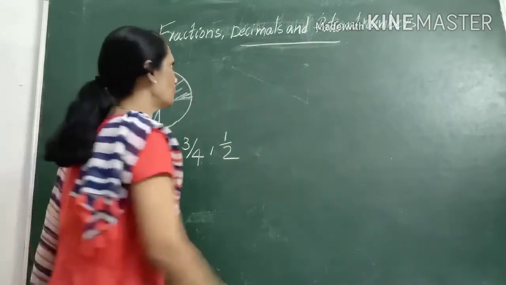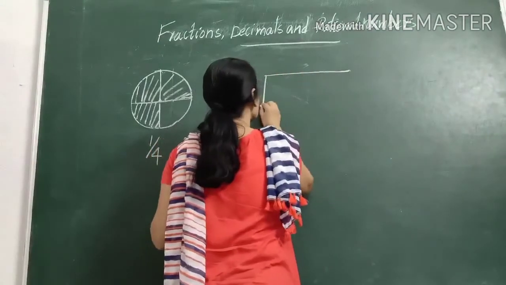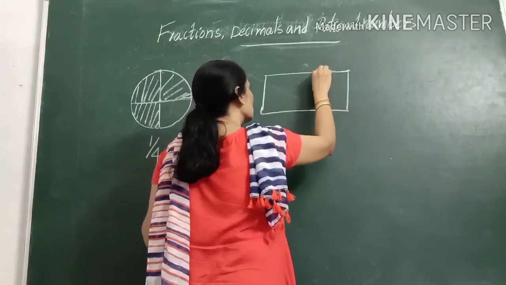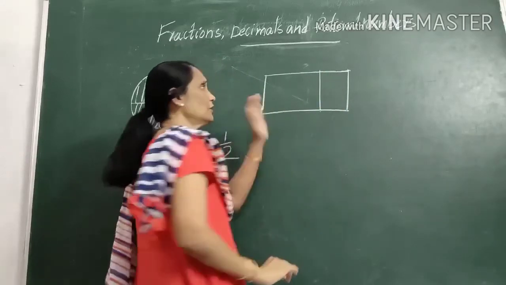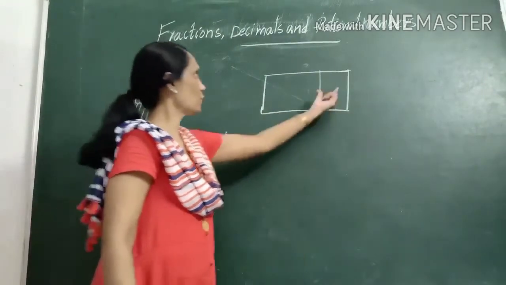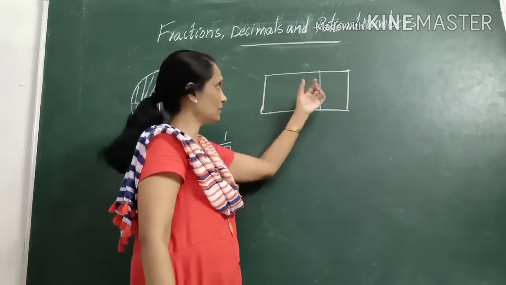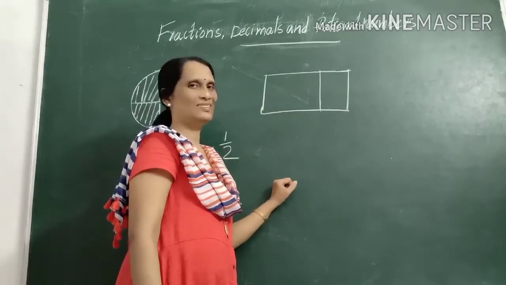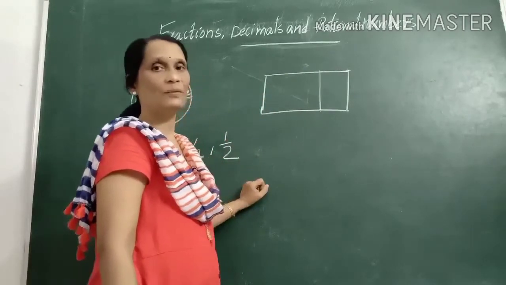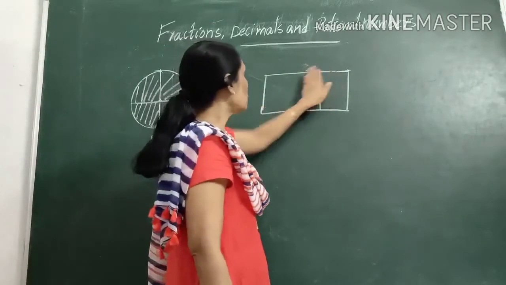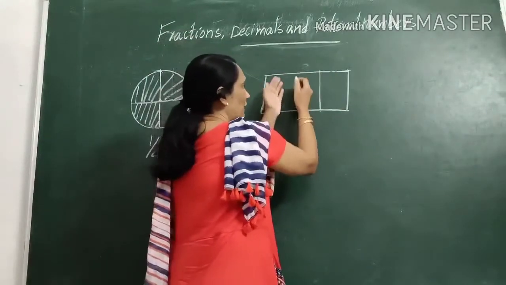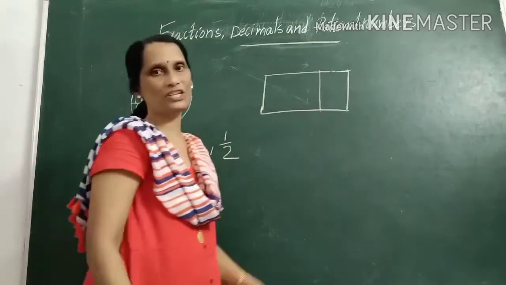So let me ask you, it's a rectangle. Does this represent 1/2? This is also a part of the whole, but is it 1/2? It's not 1/2. Why is it not 1/2? Because these two parts are not equal. 1/2 means just half. So when we are writing a fraction, both parts should be of equal measurement.